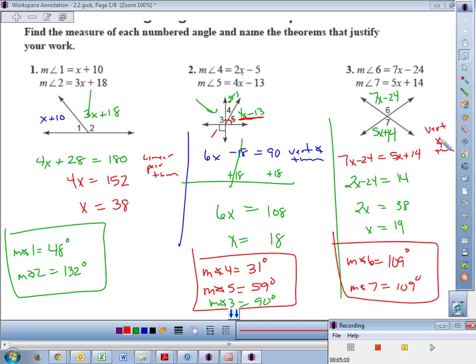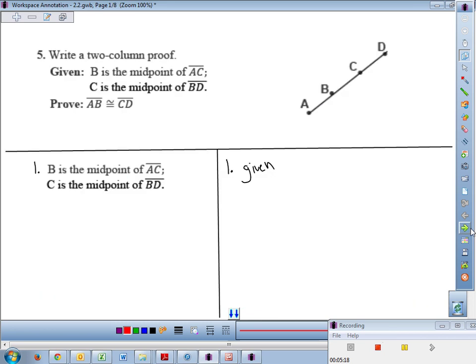Since they were vertical angles, we set them equal to each other by the vertical angle theorem. We solved for x and got x as 19. Then we substitute that back in, and each angle should turn out to be the same, since that's what we did in the first place. So, 109 degrees.